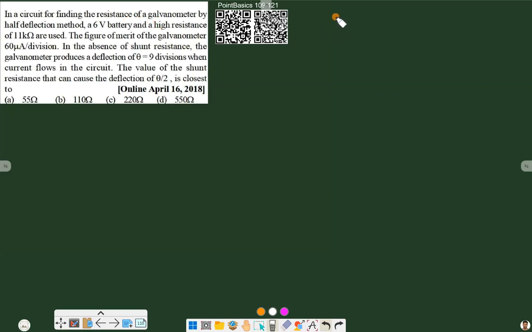So the potential we are using is 6 volts, and the resistance there, that high resistance of 11 kilo ohm, is in series with the galvanometer. So we can say resistance R that is already attached is 11,000 ohms. Figure of merit is given this, so we can say that is current sensitivity. So I by theta is equal to 60 microampere per division.